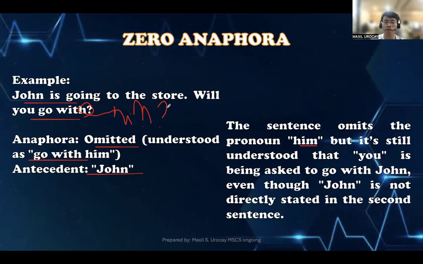Even though John is not directly stated in the second sentence, of course it is understandable that we are still referring to John. So if you can observe here, we are able to leave out the "him" and still not need to reread. John is going to the store. Will you go with him? So it is understandable that "him" is referring back to our subject, which is John.